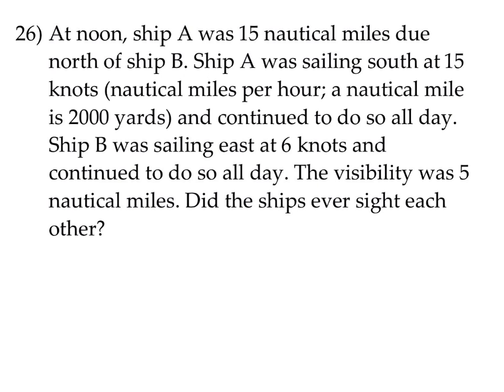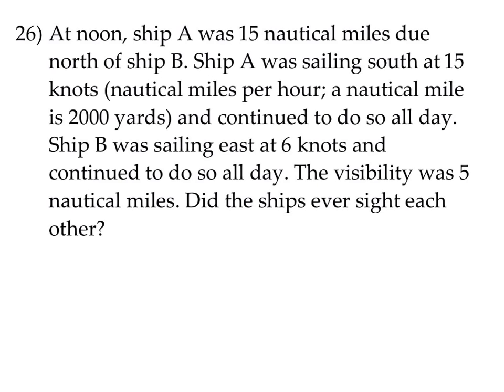So we were working on this problem. At noon, ship A was 15 nautical miles due north of ship B. Ship A was sailing south at 15 knots and continued to do so all day. Ship B was sailing east at 6 knots and continued to do so all day. The visibility was 5 nautical miles. We want to know if the ships were ever in sight of each other.